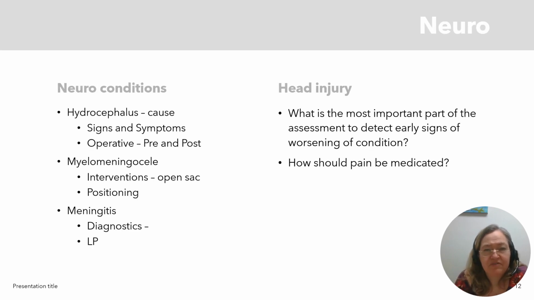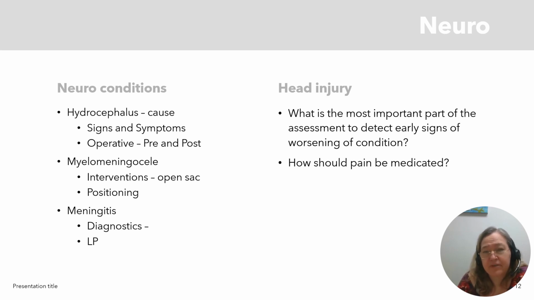For neuro, some of the areas of focus are hydrocephalus, myelomeningoceles, meningitis, head injuries, lumbar punctures, and then specifically signs and symptoms to recognize, certain interventions that are appropriate, positioning that's appropriate, diagnostics such as x-rays, MRIs, lumbar punctures, recognition of worsening condition, especially with head injury and hydrocephalus.